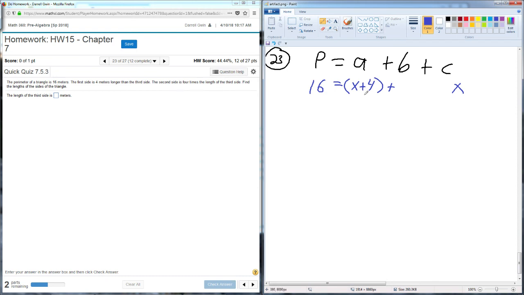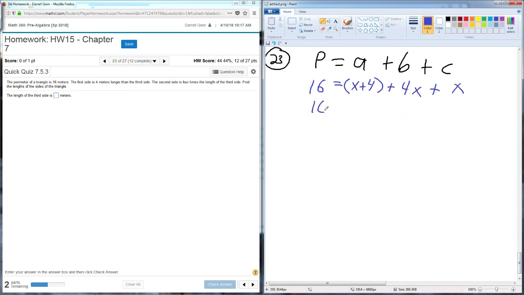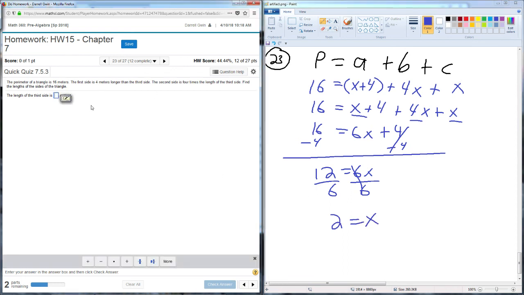And b is the third side, 4x. Huh. This looks like the previous problem I just did, except I had 25. Darn. 16 equals x plus 4 plus 4x plus x. x, 4x, and x is 6x plus 4. Subtract 4, we have 12 equals 6x. Divide by 6, and we have 2 equals x. So the third side is x, or in this case 2.